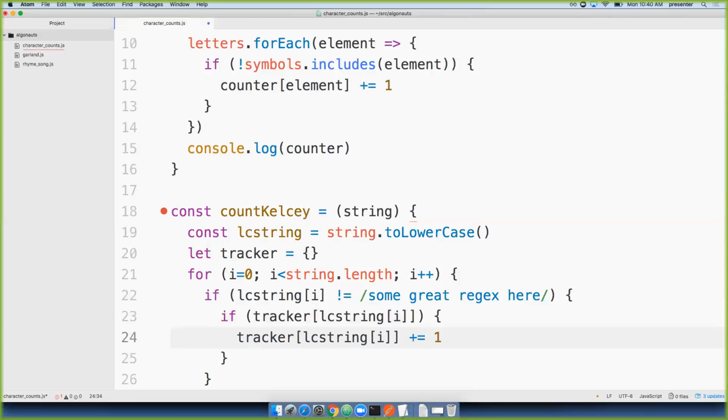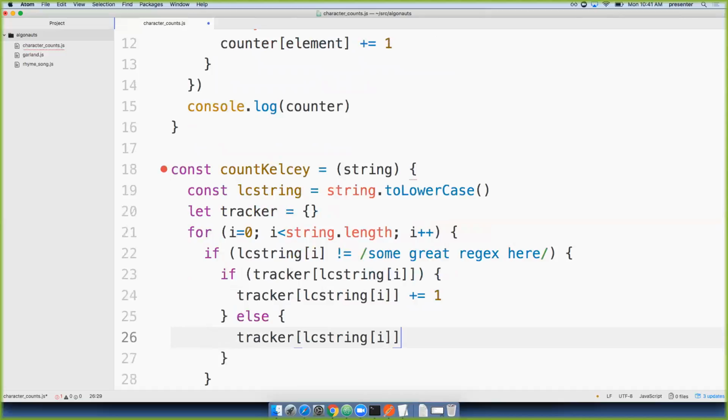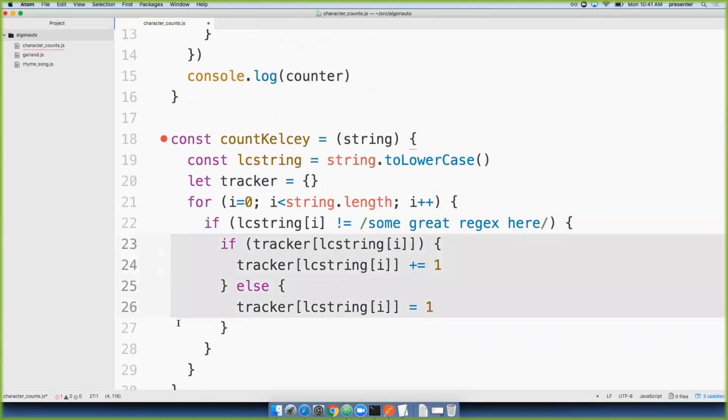Okay. And then else, and tracker LC string i equals 1. Tell me about this logic here, Kelsey, from line 23 to 27. Tell me what you're actually doing there in like words.